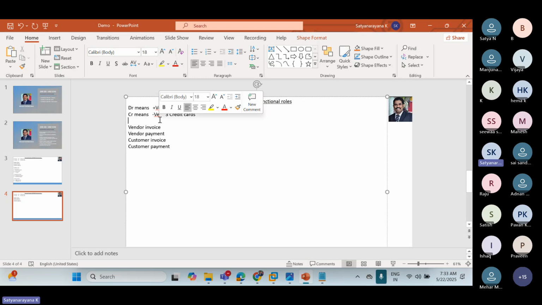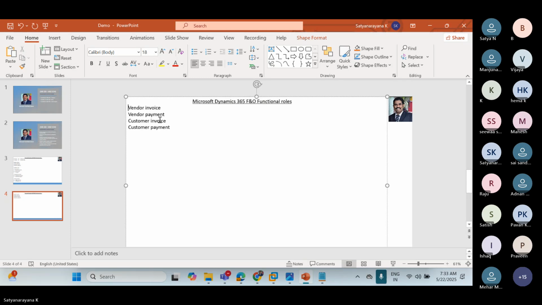If you want to learn vendor invoice and customer invoice: at the time of vendor invoice, what happens? Expenses account debit to vendor account credit. And customer invoice means customer account debit to revenue account credit. How to remember these debits and credits, I will explain after some time. Let me show you this one.